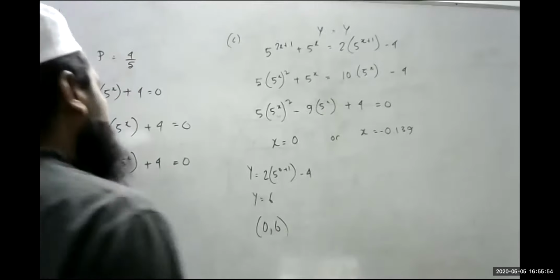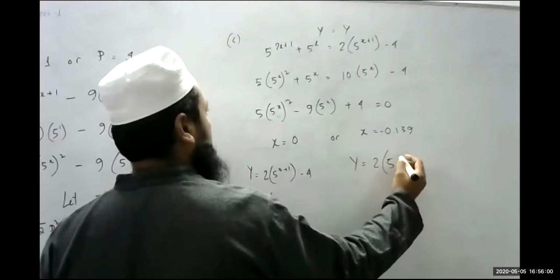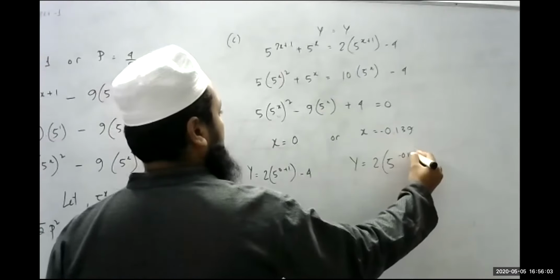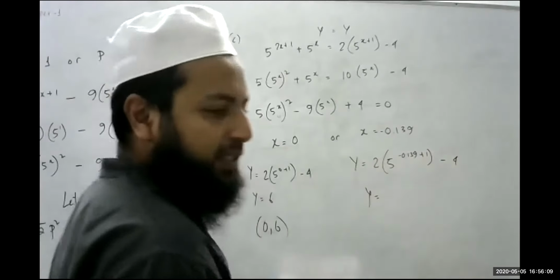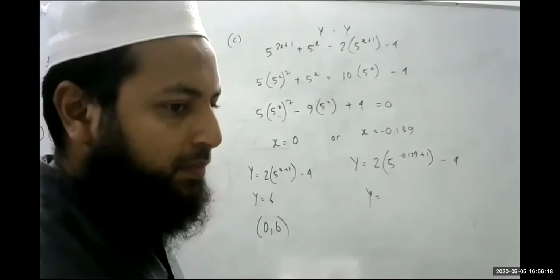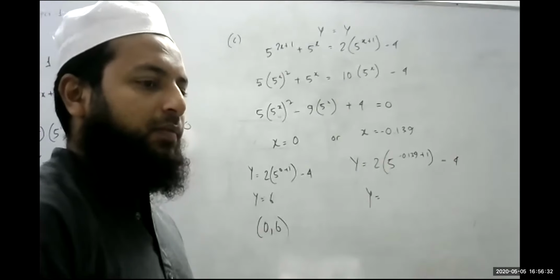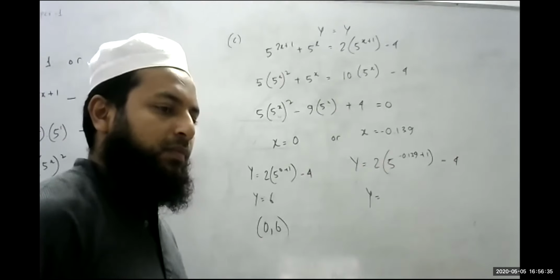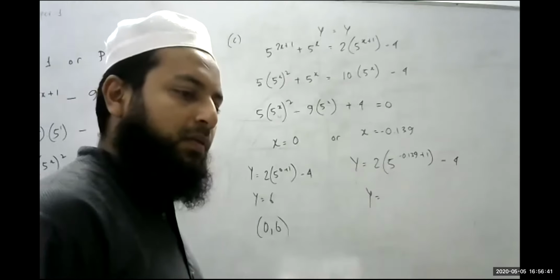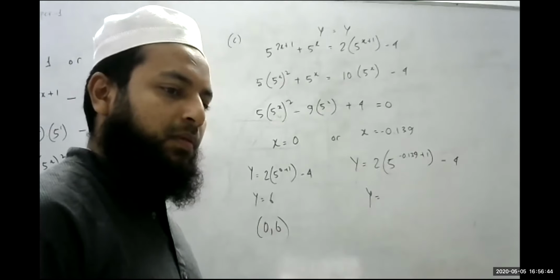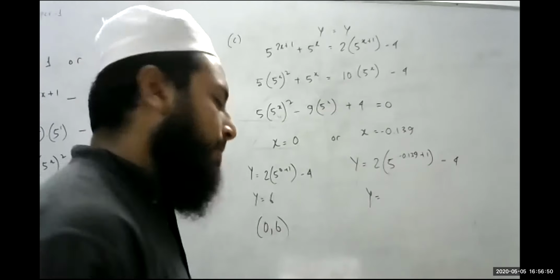For the next one, we can do the same process. So y is equal to 2 times 5 to the power minus 0.139 plus 1, minus 4. You tell me what's the value for this? Minus 0.139 plus 1. So there's a 2, my bad. 7.995. It'll be minus 4 as well. Minus 4 as well, sir. 3.995. This time our answer is correct.